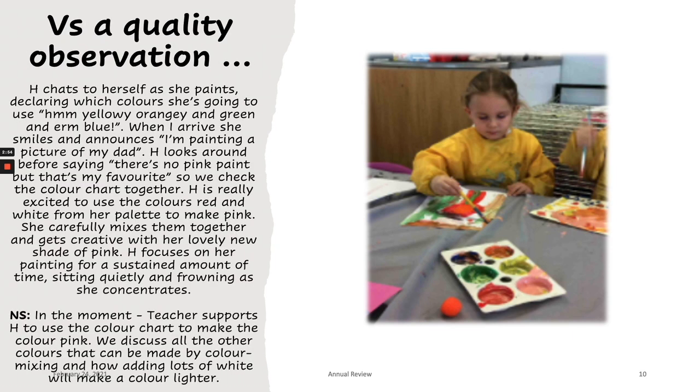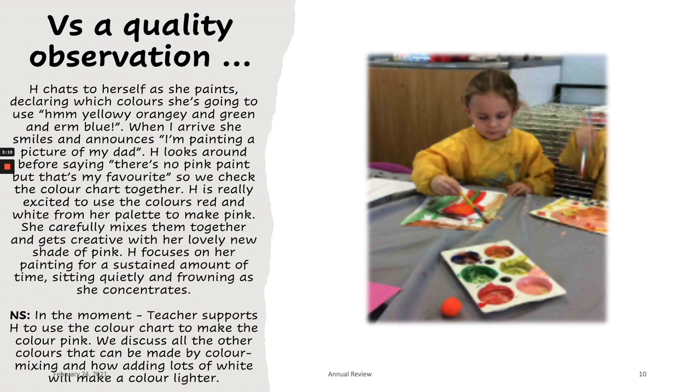So here we have the same activity but more of a quality observation. H chats to herself as she paints, declaring which colour she's going to use. Yellowy, orange and green and blue. When I arrive, she smiles and announces, I'm painting a picture of my dad. H looks around before saying, there's no pink paint, but that's my favourite. So we check the colour chart together.